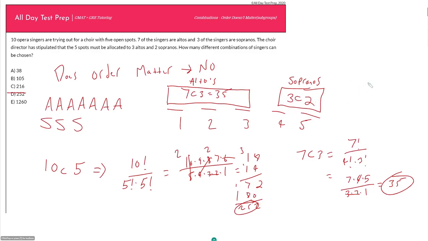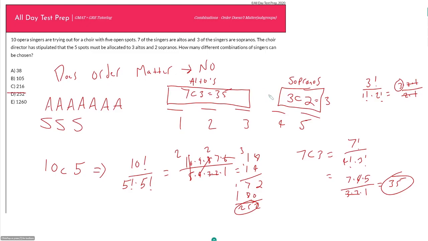If you want to actually do this here, we could just be 3 factorial over 1 factorial times 2 factorial, which is just 3. So we got 35 ways we can arrange our altos, 3 ways we can arrange our sopranos.